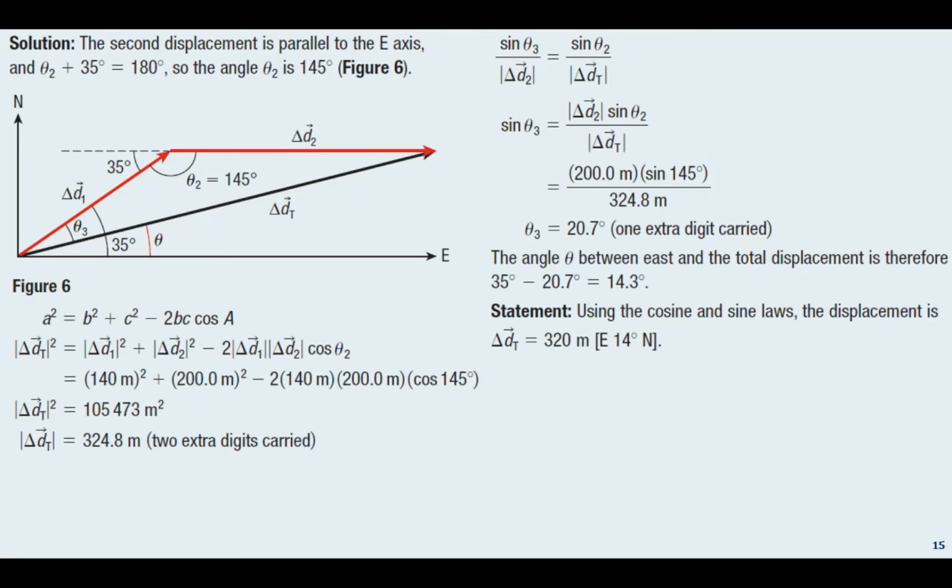Again, preferably, you should express direction in a quadrant bearing or true bearing, okay? Although this way is legit, it is not recommended. So you could express delta d_T as 320 meters. Okay, so imagine 90 minus 14 is 76, right? So we could express that as 76 degrees east of north.